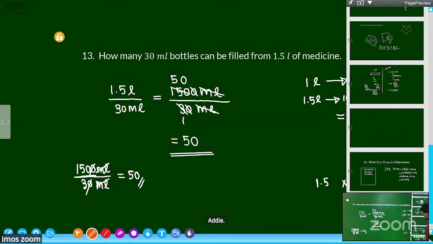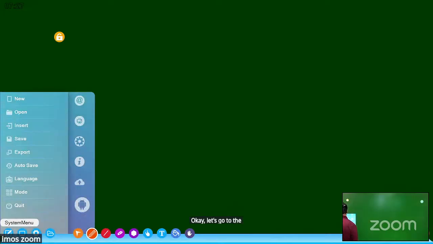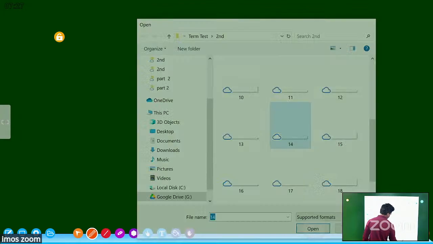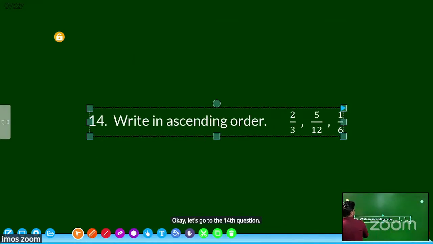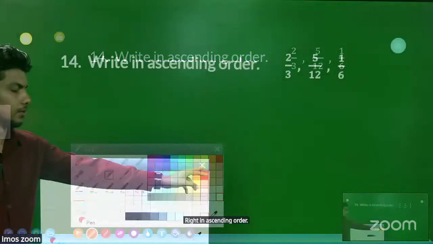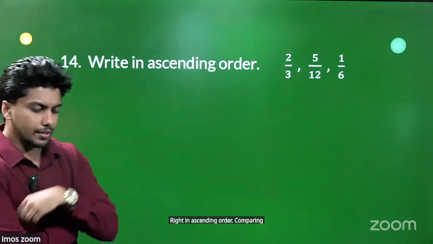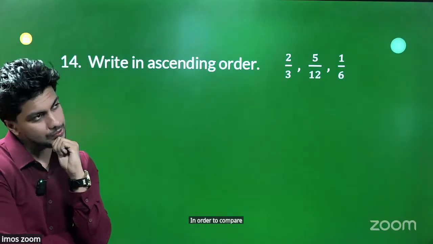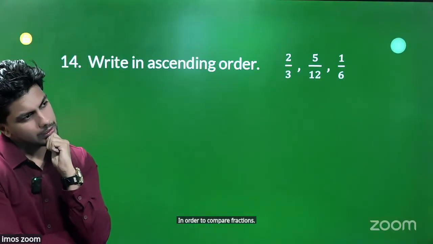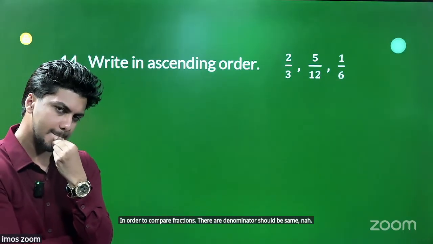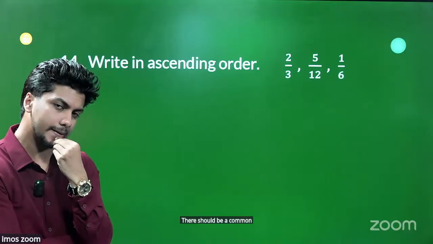Okay. Okay, let's go to the 14th question. Write in ascending order. Comparing of fractions. In order to compare fractions, their denominators should be the same. There should be a common denominator.